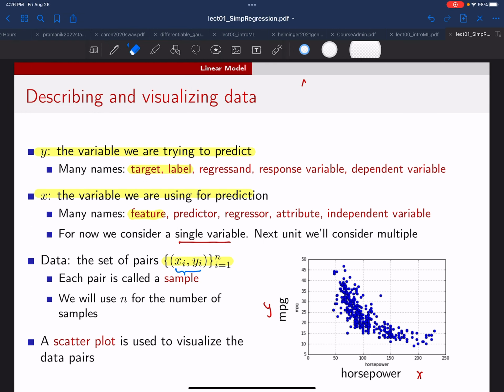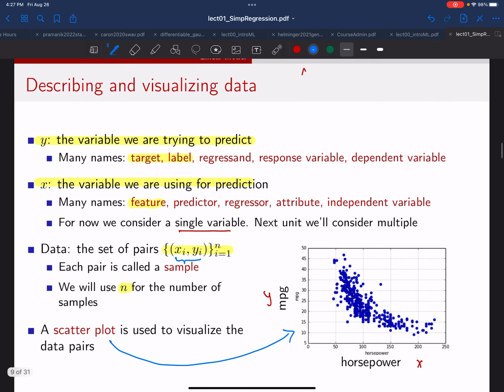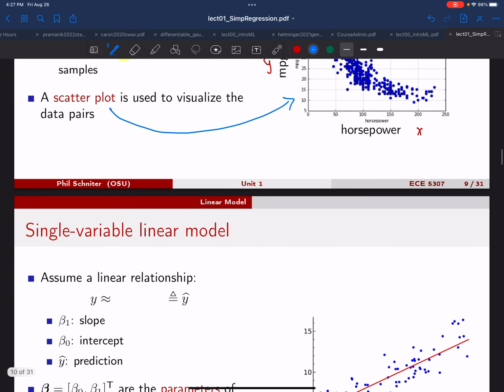And we have n samples total. And we're going to use that throughout the whole semester. n is always going to be the size of our data set. And then this plot on the right is called a scatter plot. And so we'll see a lot of those throughout the term. All right. So that's just kind of setting up the terminology.